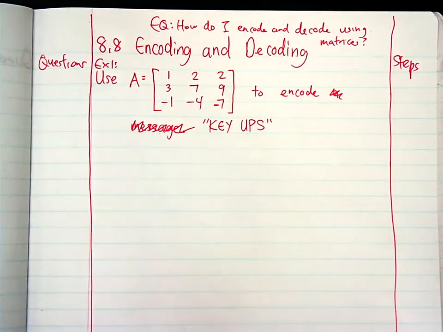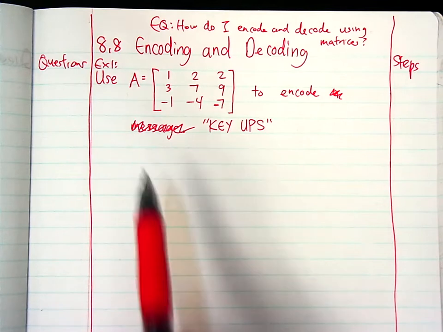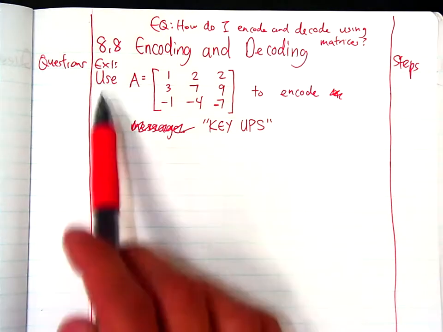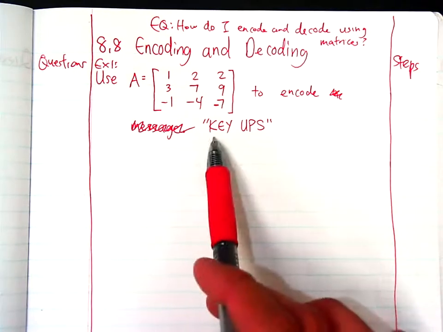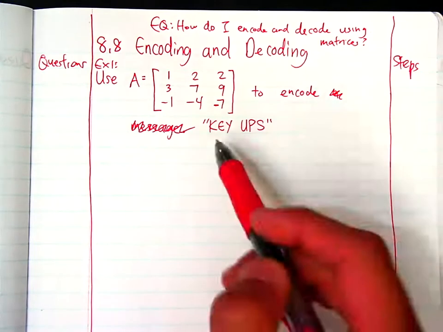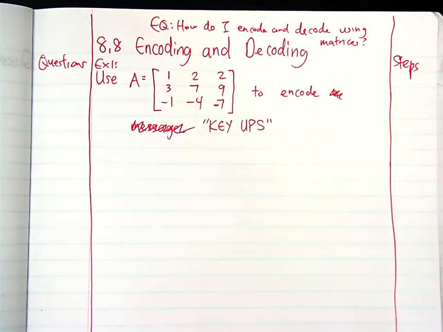Hey, Algebra 2 Trig, we're going to finish up Chapter 8, and it's 8.8, Encoding and Decoding. The essential question is, how do I encode and decode using matrices? Our example 1 is, use the matrix A to encode KEY UPS. Key ups will be my message, and I'm going to encode it, which means I'm going to turn it into a bunch of numbers that has no meaning.